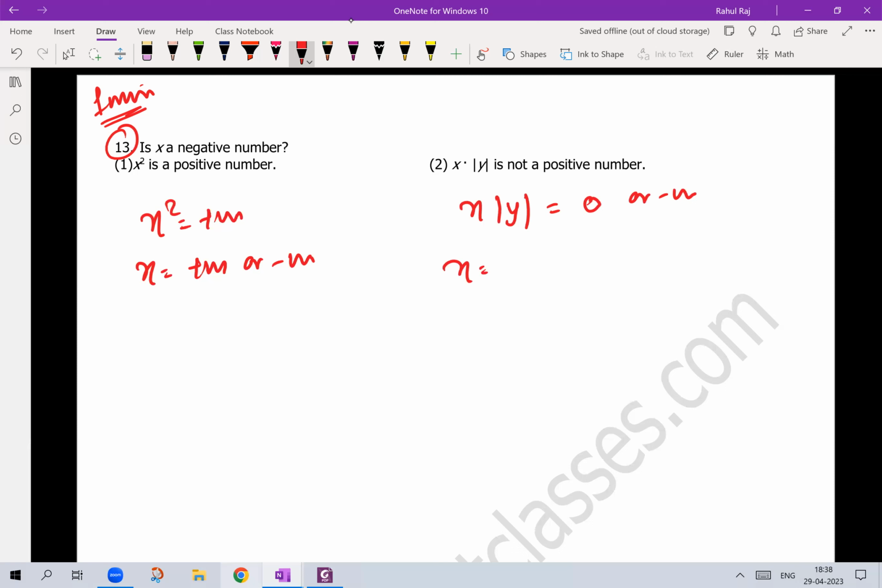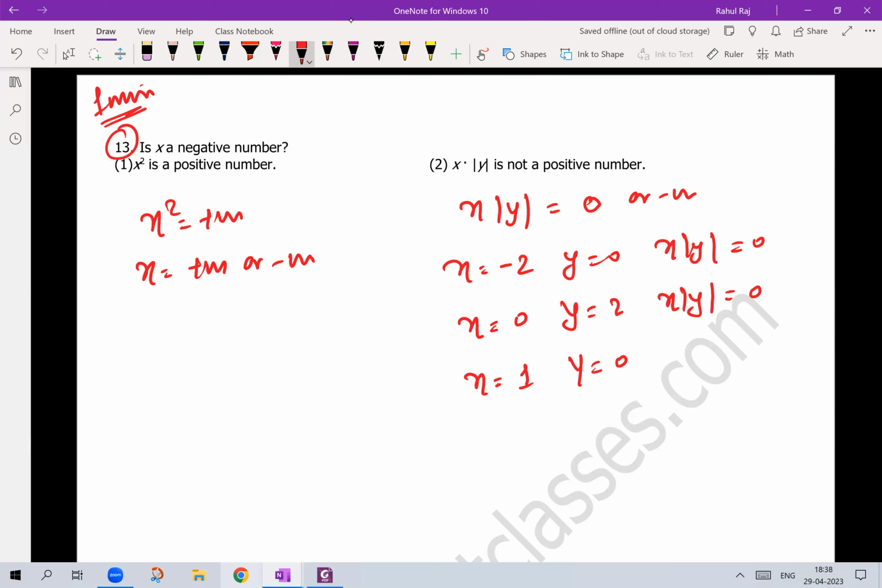Imagine I take x is equal to negative 2, y is equal to 0. I get x mod y is equal to 0. Imagine I take x is equal to 0, y is equal to 2. I get x mod y is still 0. Imagine I take x is equal to 1 and y is equal to 0. I get x mod y is still 0. Here you can take anything. Y is equal to 2, you take x mod y, you will get a negative value. So it will be easy for you to understand because it says x mod y can be 0 or negative.